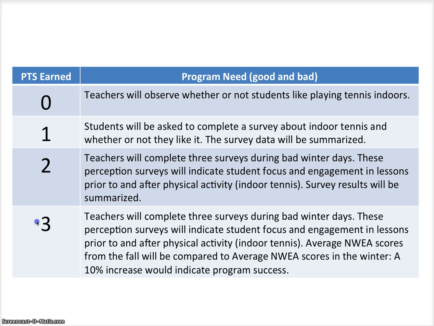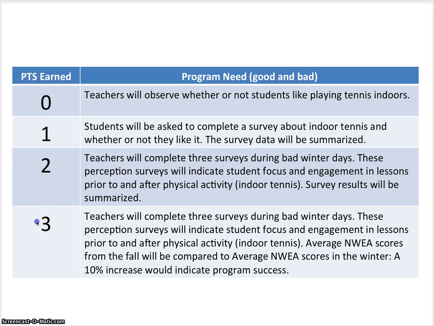Here's how you'd get a 2. Teachers will complete 3 surveys during bad winter days. These perception surveys will indicate student focus and engagement in the lessons prior to and after physical activity. In this case, indoor tennis. Survey results will be summarized. So clearly, we're gathering some data, we're going to take a look at that data, and the data we're gathering is tied directly to the original program objectives. That's how I get a 2.